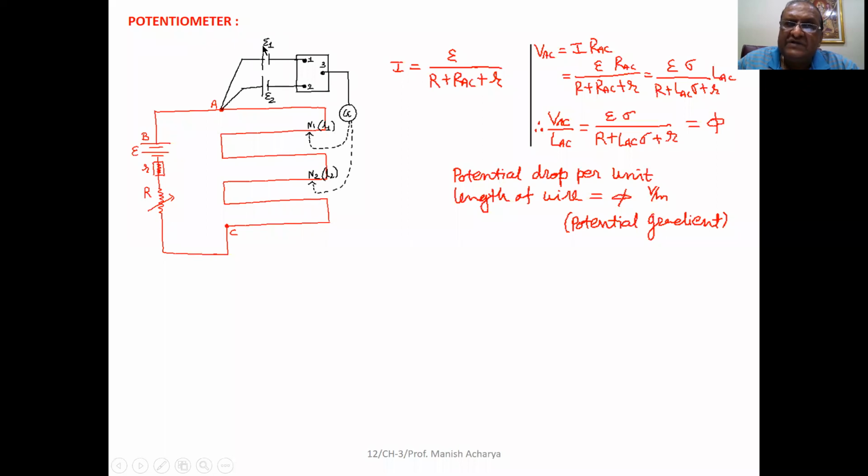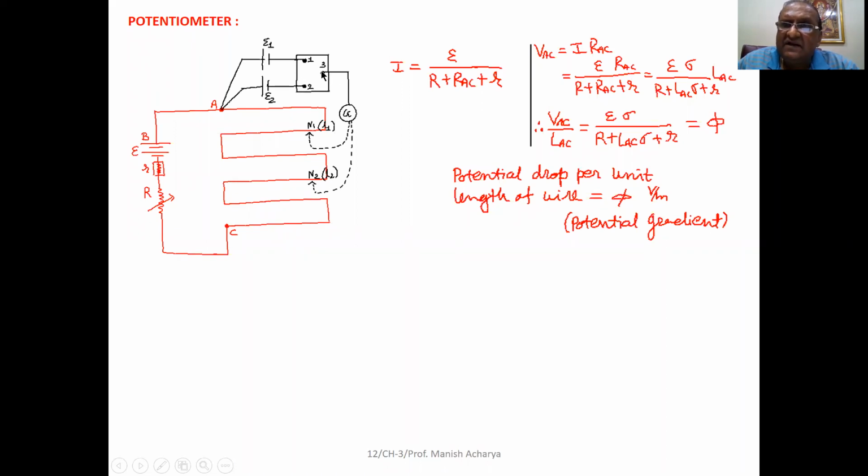Suppose two cells having EMFs E1 and E2 are connected with a potentiometer circuit as shown in the figure. Positive terminals will be connected with the positive terminal of the potentiometer, that is terminal A, which is connected with the supply battery, or we can say driver battery, which is operating the circuit. Then negative terminals are connected with a two-way key to terminals 1 and 2.